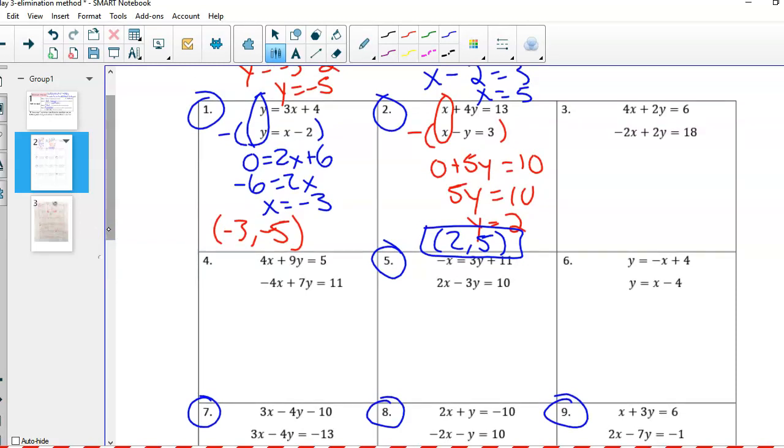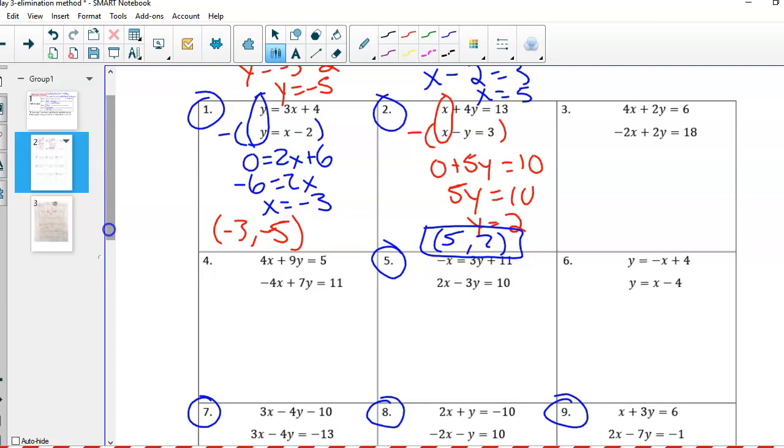Does it matter, when we're putting it into its final format, if we put x or y first? Yes, ordered pairs are x, y. It does matter, and I wrote it wrong. So first, whatever your x answer is. Okay, I got that part.